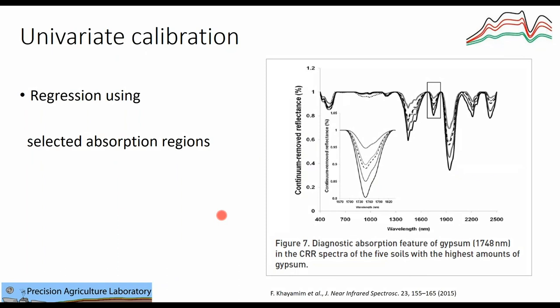For example, this is a study in Iran, I think. They were basically using a univariate calibration, finding different absorption related to different amounts of gypsum. So remember univariate calibration, because now we're going to see something a little bit different. Univariate calibration means if the spectra is one, the property is one. If the reflectance is two, the property increases twofold, etc.